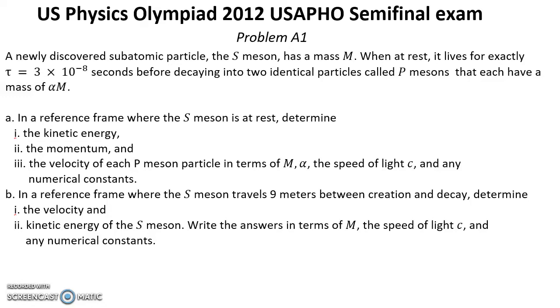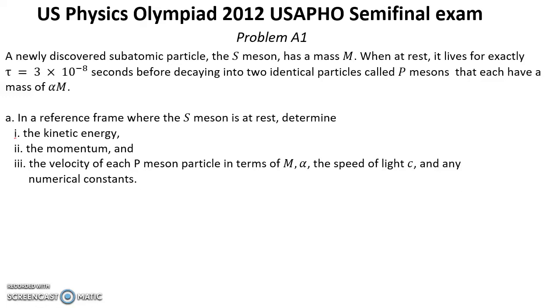Part B. In a reference frame where the S meson travels 9 meters between creation and decay, determine first the velocity and second the kinetic energy of the S meson. Write the answer in terms of m, the speed of light c, and any numerical constants.